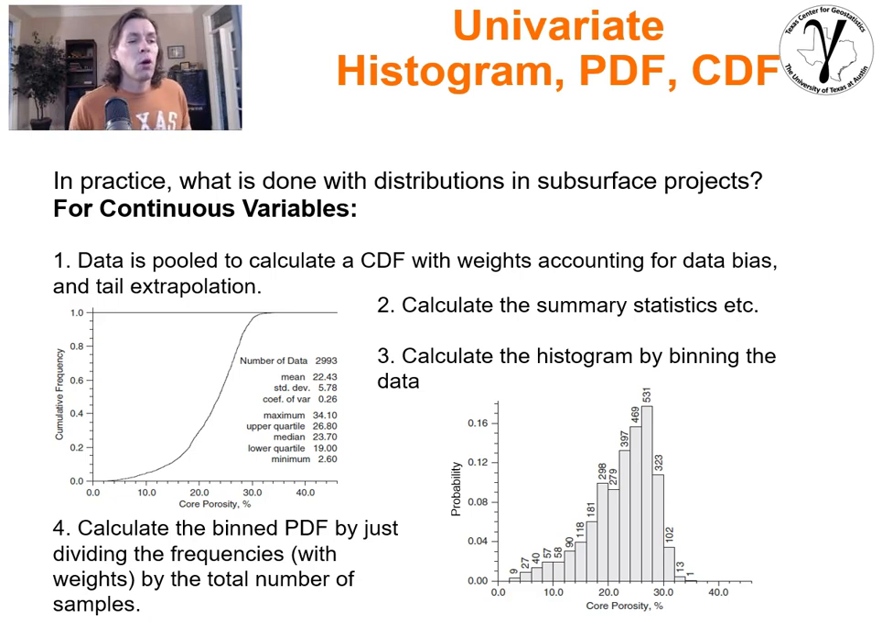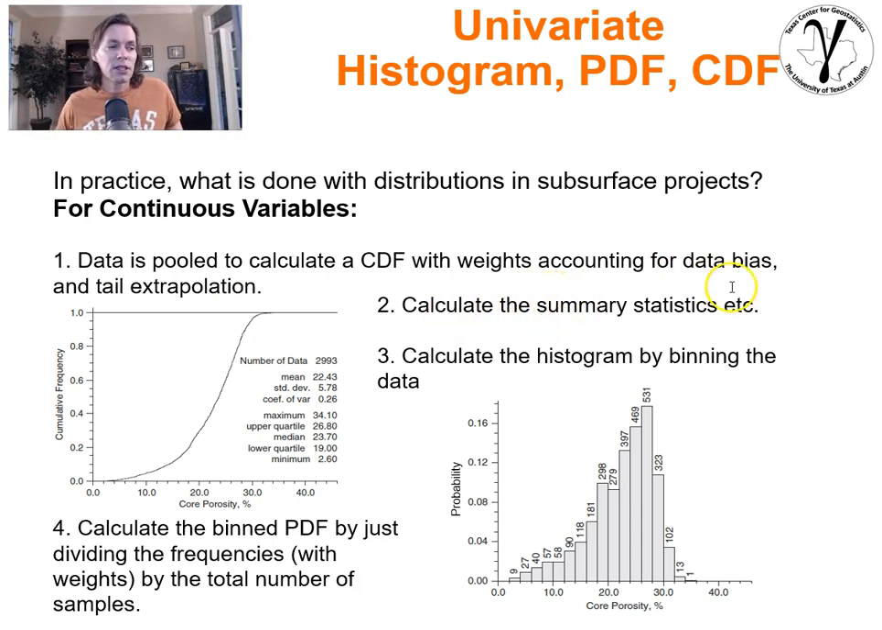For a continuous variable, what are we going to do? How do we go ahead and work with it, build these CDFs up? And so the data is pooled, and we'll calculate a CDF with weights accounting for the data bias and tail extrapolation. We're going to weight the data using some type of declustering type weighting. We're going to assume we don't know the min and max value. We're going to use natural types of constraints like 0% porosity or some maximum rock strength or allowable porosity for the available rock mechanics or rock properties. And we'll work out the upper limit and the lower limit.